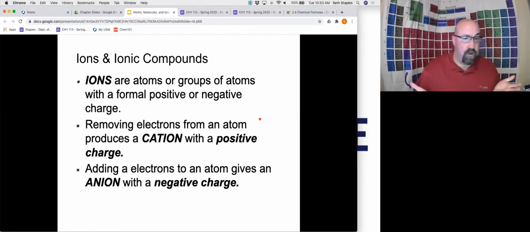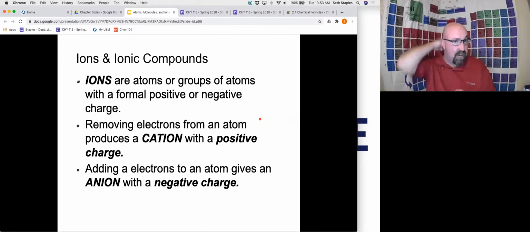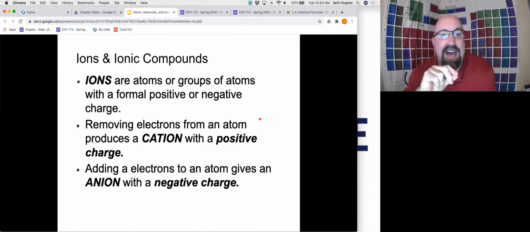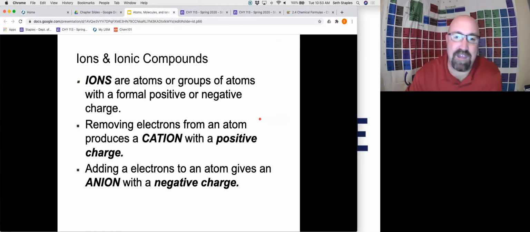And so we need to talk about what ions are. This is a question that I have seen come up in Piazza in some of the discussions that have been happening there as people have been looking ahead of the material, which is great. An ion is an atom or a group of atoms with what we call a formal positive or a negative charge. And so up until now, we have talked about atoms as being electrically neutral.